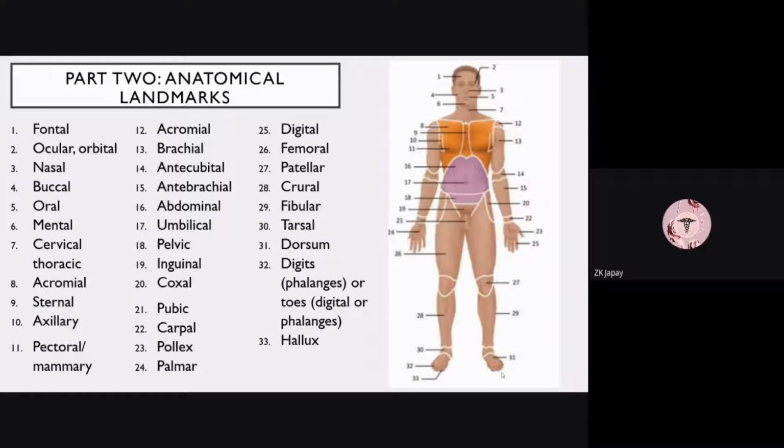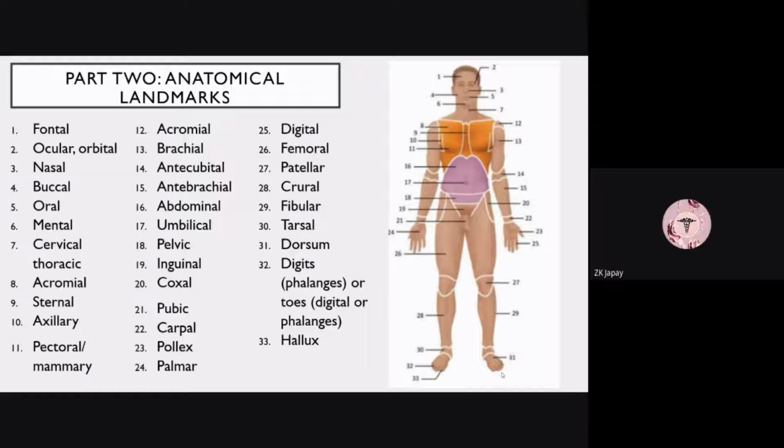We will present to you the anatomical terms as well as the simple terms of the said body parts for you to easily understand or familiarize their location. Number 1, frontal or forehead. Number 2, ocular or orbital or eye area. 3, nasal or nose area. 4, buccal or cheek area.